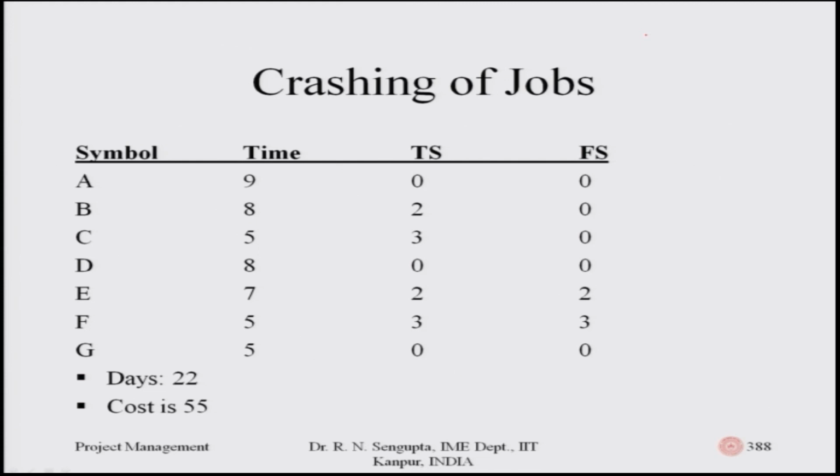The first column is again the jobs A to G, then in the second column you have the time. Time was basically the time taken on the normal scale for each and every job, starting from A, which has a time of 9, till the last job activity G, which has a time frame of 5. The total slacks are given in the third column, the free slacks are given in the fourth column.